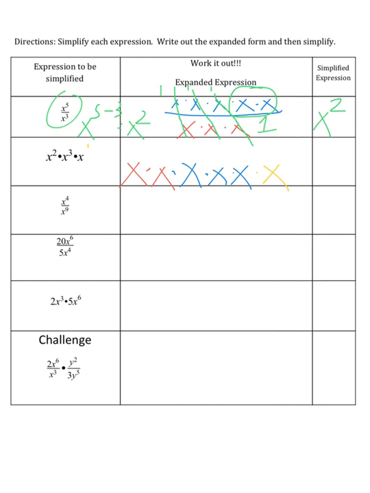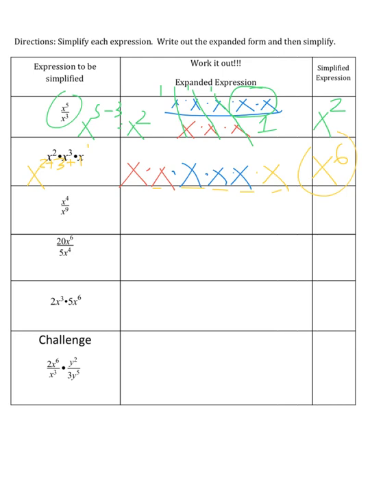Now, how many x's are there? There's 1, 2, 3, 4, 5, 6 x's. Simplified form would be x to the 6th power. And if you remember the rule for multiplying powers with the same base, we end up adding our exponents together. 2 plus 3 plus 1 gives us 6. That's how we're getting the x to the 6th power.